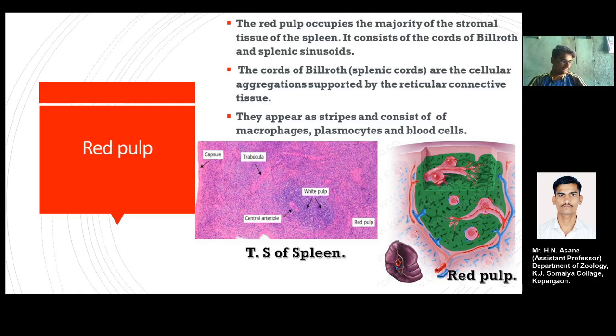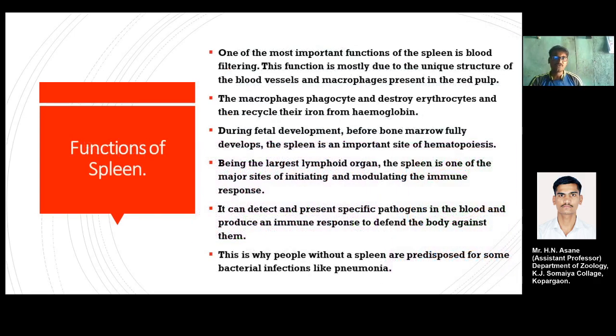Okay, so the lymphatic vessels are present in the capsule and the trabeculae. The spleen also has a supply of non-myelinated nerves over here. Okay, and as we move forward, the functions of the spleen.